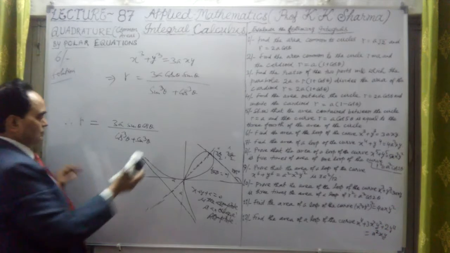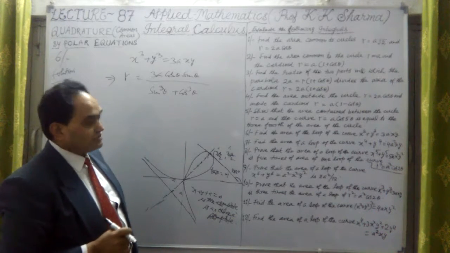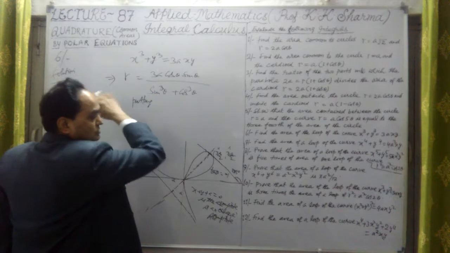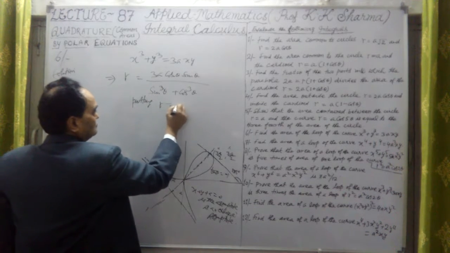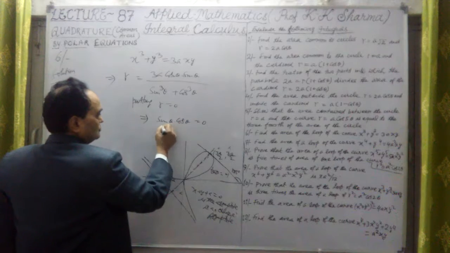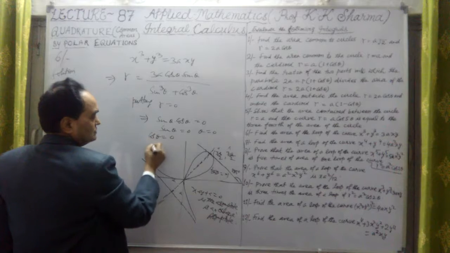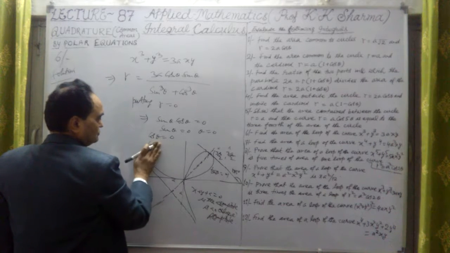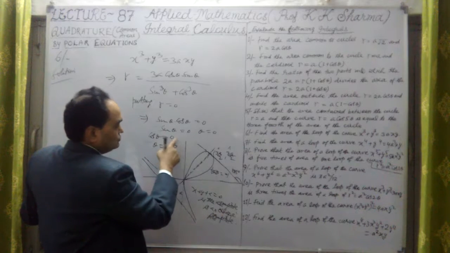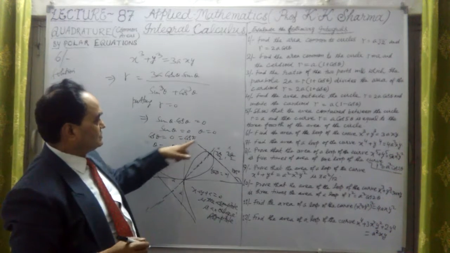Now, putting r equal to 0, this Cartesian equation having been converted into a polar equation, it implies that the numerator sin theta cos theta is equal to 0. Sin theta equal to 0 means theta equal to 0, and cos theta equal to 0 means theta equal to pi by 2. So the limits are 0 to pi by 2.